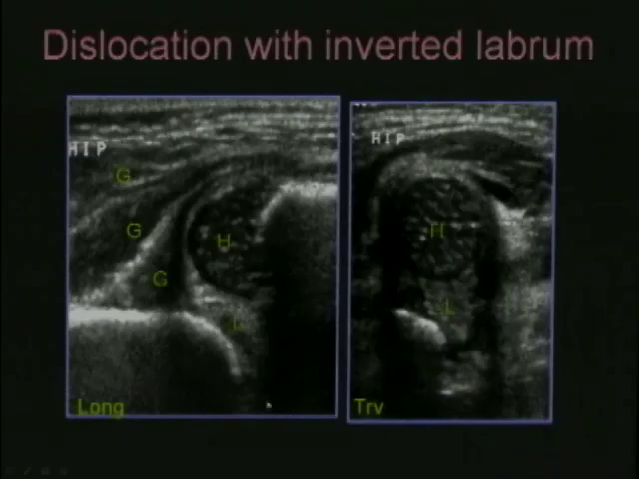Here's the ultrasound. In a longitudinal view, we see the head is totally out. Here's the labrum sitting between the head and the steep acetabulum. Here's the transverse view showing this lack of alignment and this excess pulvinar.